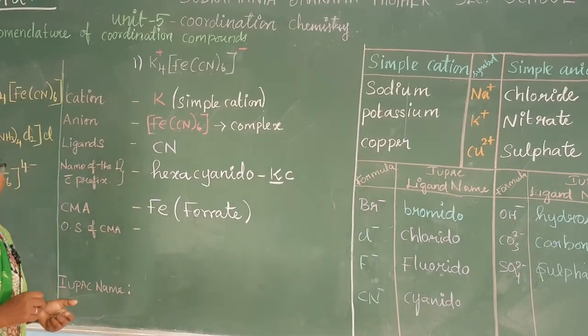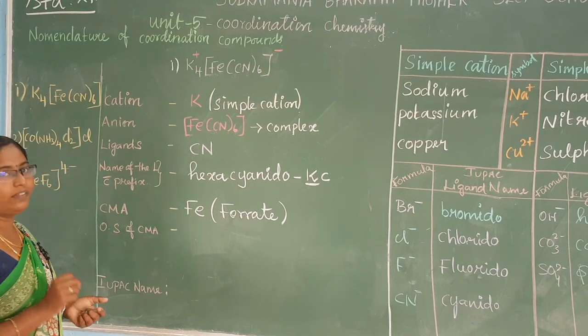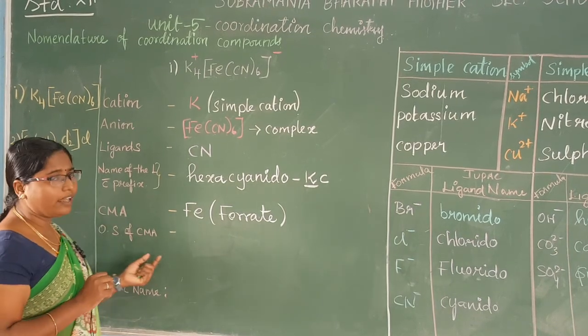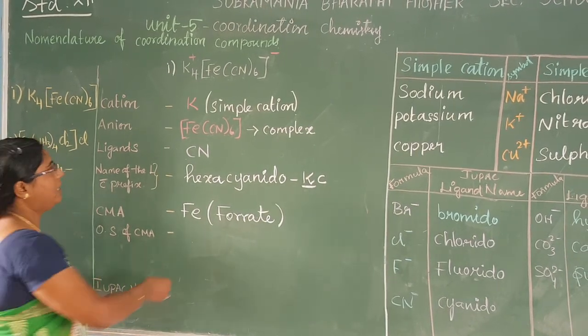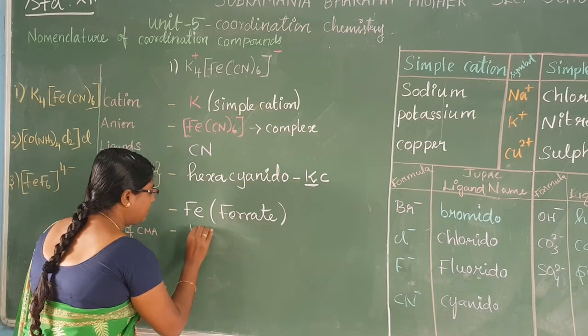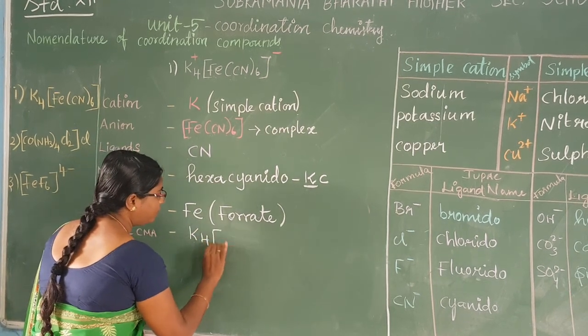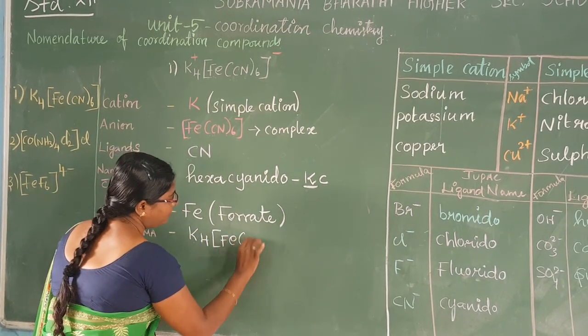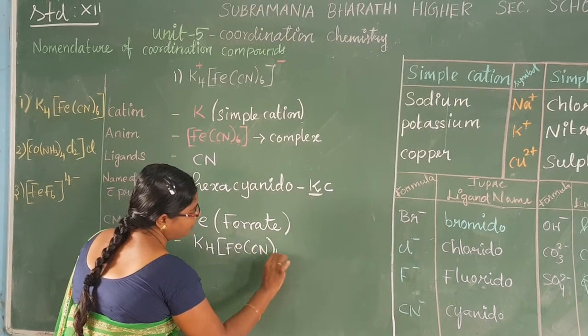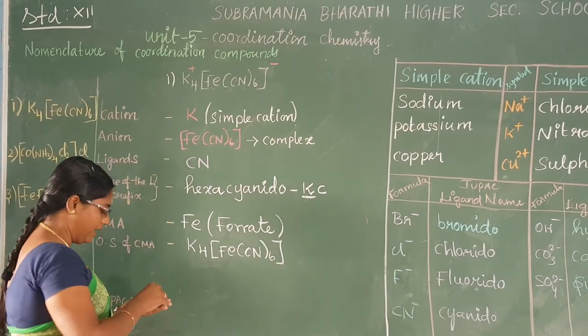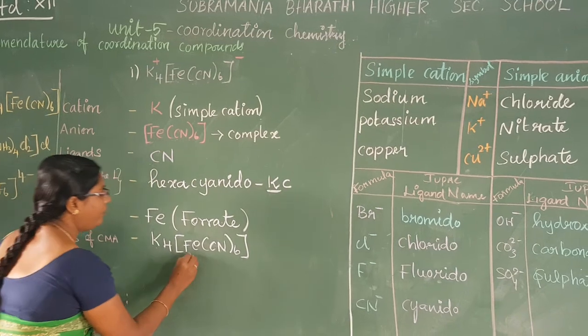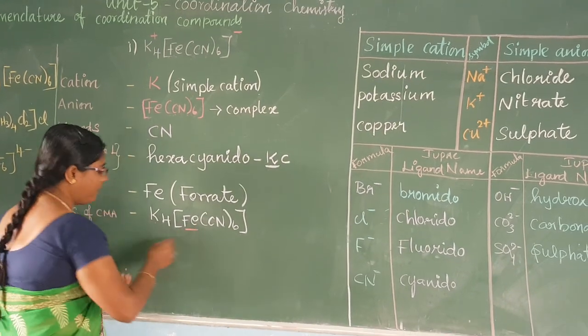Then I have to find out the oxidation state of the central metal atom. What I have to find out? Oxidation state. Let me write the complex here. K4[Fe(CN)6]. Okay, this is our complex. So I have to find out the oxidation state of iron here.